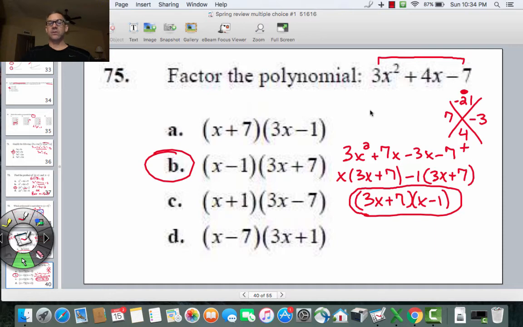The other thing you can do, because it's a multiple choice test, is you can multiply these together just using the distributive property. And if you multiply them together, you'll see that you'll have this answer. So it's kind of working backwards there, taking advantage of a multiple choice test.